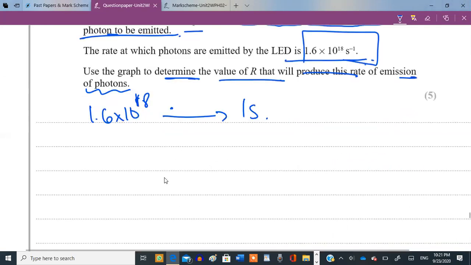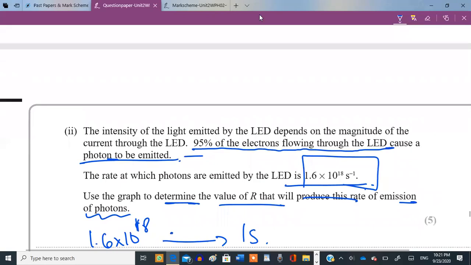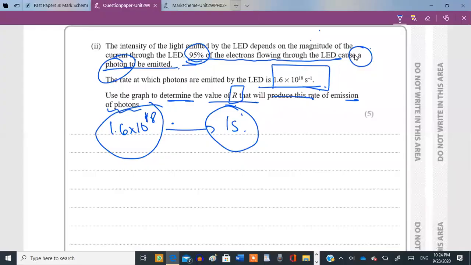Okay. So we need to look at the graph now to determine a value for R that will produce this rate of emission over here. They're saying that one photon is emitted by 95% of the electrons flowing through the LED. Okay, so the current which is flowing tells us the rate at which the photons are emitted by the LED is this much. So which resistance will have this number of photons which will be emitted? This number of photons means this many electrons are flowing.